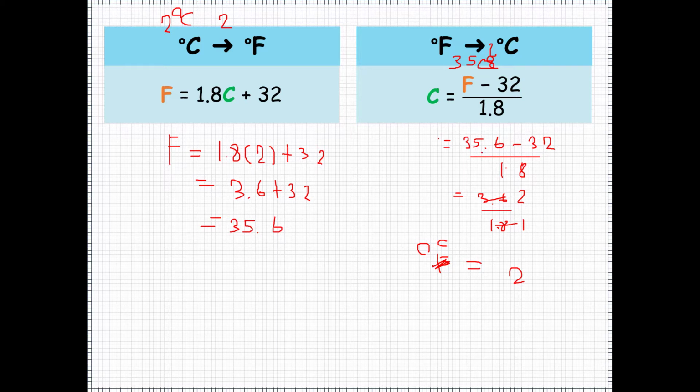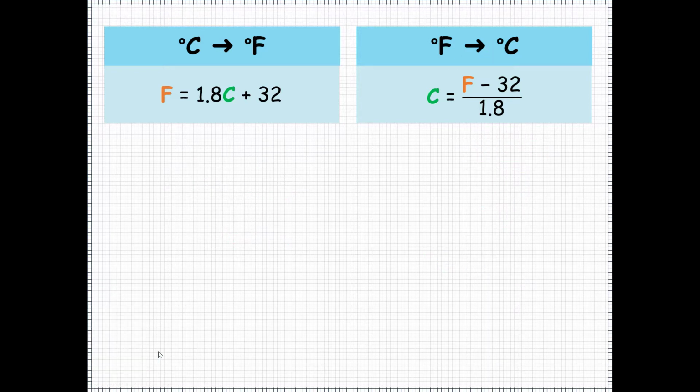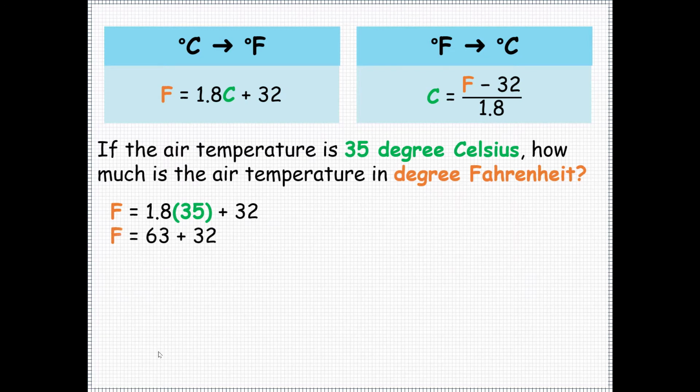Do you understand this one? The same, right? You can check your answer here. One more time, Fahrenheit is equal to 1.8 multiplied by C plus 32. Do you understand? Yes, right? Next one.